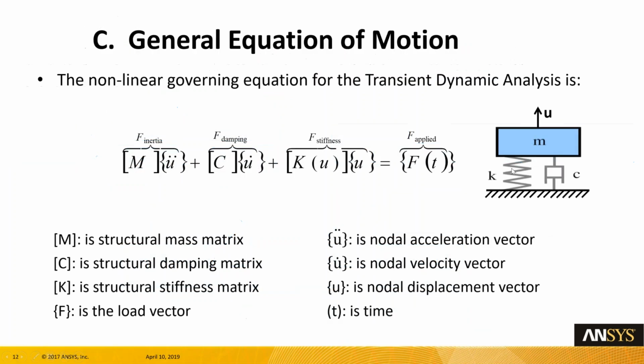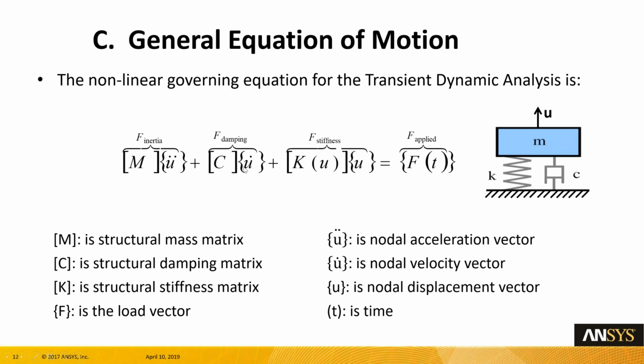So, what's the general equation of motion? What are we solving? This is the nonlinear governing equation for transient dynamic analysis, meaning that the first term, mass matrix times U double dot, is the inertial forces.